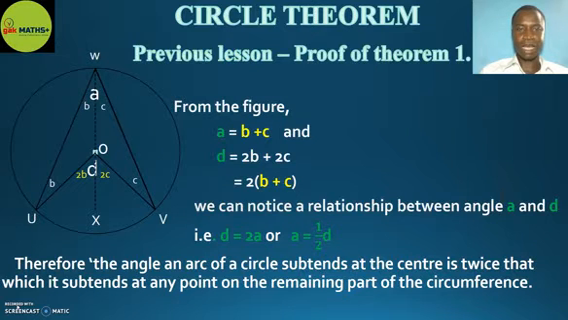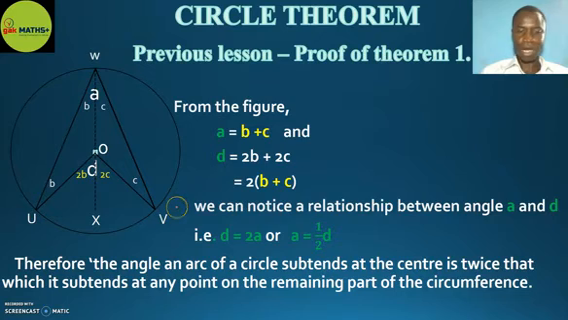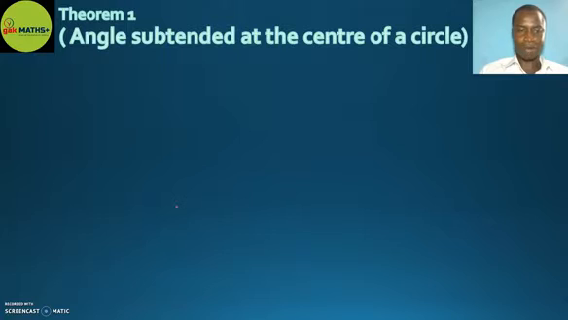In our previous lesson, we looked at how to prove theorem number 1 under the circle theorem. We noted that twice the angle subtended on the circumference of the circle is the angle subtended at the center of the circle from the same arc. Today, our focus will be on how to use this theorem to solve questions. Now let's take our question number 1.